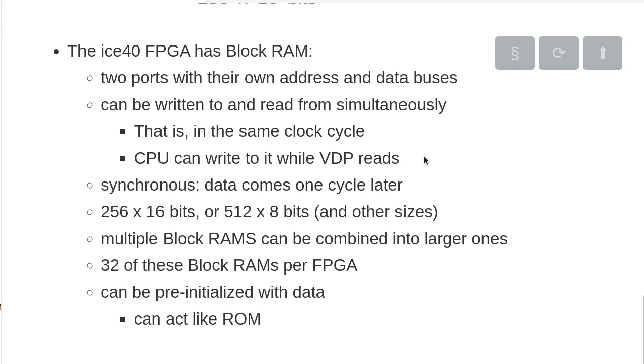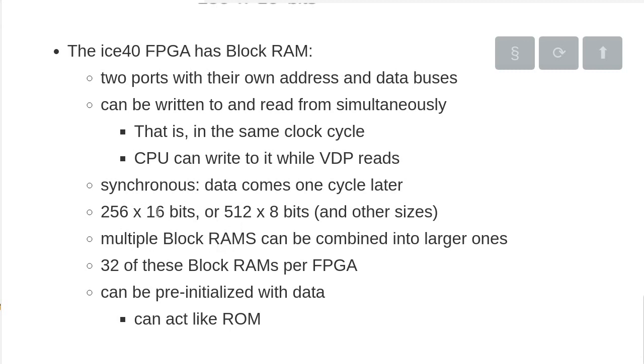It's synchronous, though. That's the downside, in that if you try and read from it, you'll get the result of that read one cycle later. And likewise, when you're writing to it, it's not actually stored until the next cycle. So that's a downside, but we can work with it. It's typically either 256 16-bit words that are stored in it, or 512 bytes. You can configure it to other sizes, but those are the main sizes that we'll use in this project.